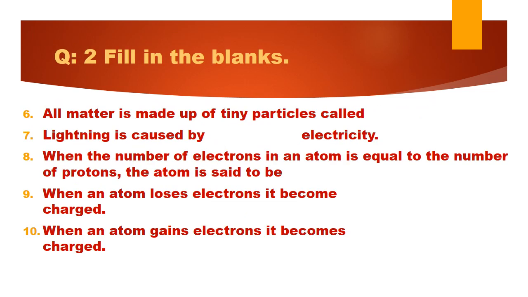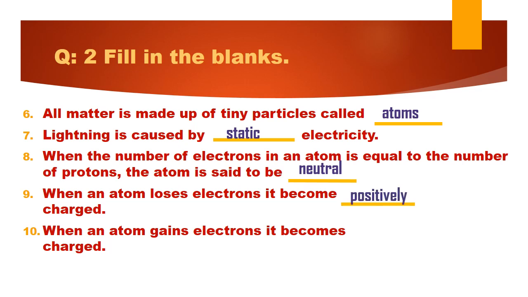Number 6 is all matter is made up of tiny particles called atoms. Seventh one is lightning is caused by static electricity. Eighth one is when the number of electrons in an atom is equal to the number of protons, the atom is said to be neutral. Ninth one is when an atom loses electrons, it becomes positively charged. 10th one is when an atom gains electrons, it becomes negatively charged.